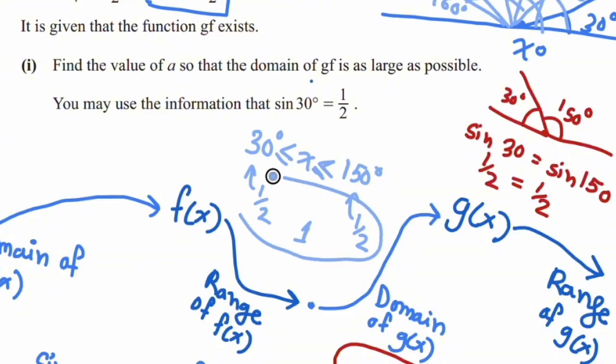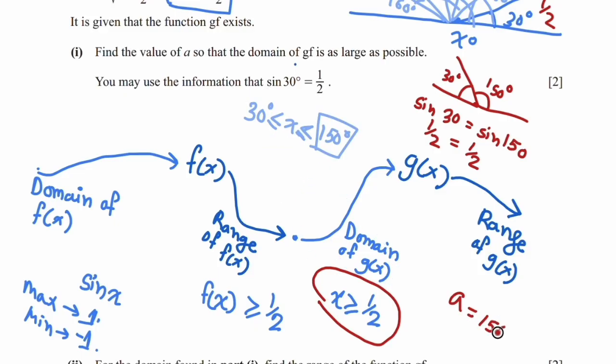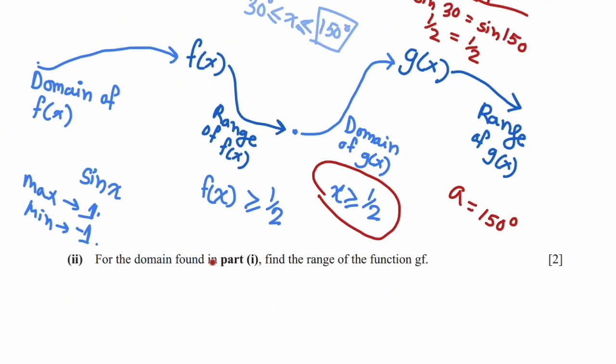And all of these values coincide with the domain of g of x, right? So this is our solution. Our solution is a is equal to 150. I hope you guys understood that. For the domain found in part 1, find the range of function gf.